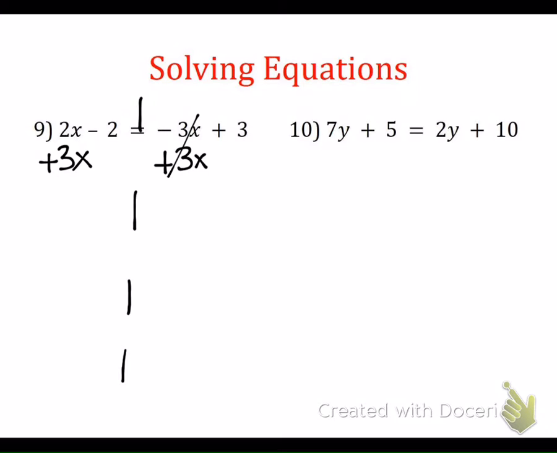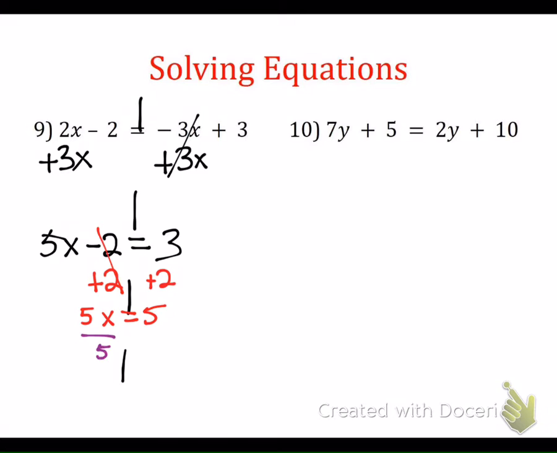All right, 2x plus 3x is 5x. Still have the minus 2. Still have my equal sign. The 3x's are gone. Now we just do that PEMDAS in reverse. Final answer? 1. Very good. 5 divided by 5 is 1.